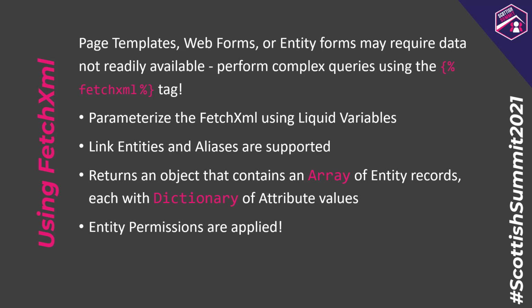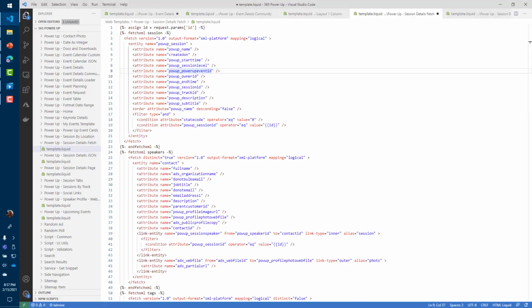So to start looking at some FetchXML in Liquid templates, I'm going to bring up Visual Studio Code. What we're looking at here is an export of a Power Apps portal that I've been working on for a while. We'll go into it a little in our other examples, and I'll show you what it looks like. It's an event management portal that I've been building for a while called 365 Power Up.